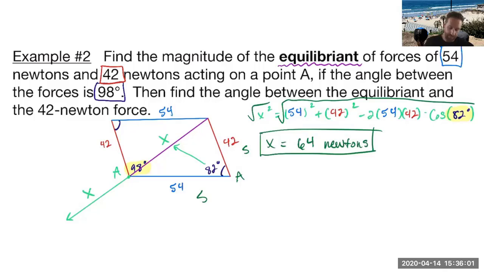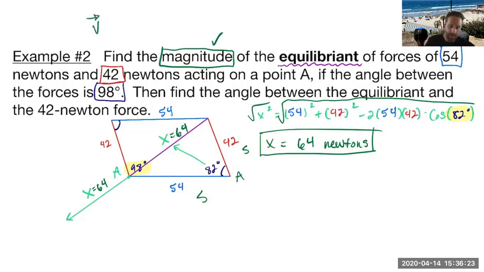Now, since this is 64, that means this is also a length of 64. So that was part A. We found the magnitude of that equilibriant. It is a length of 64. Now, oftentimes they're going to call these vectors V, right? And they'll even put the arrow over the top.